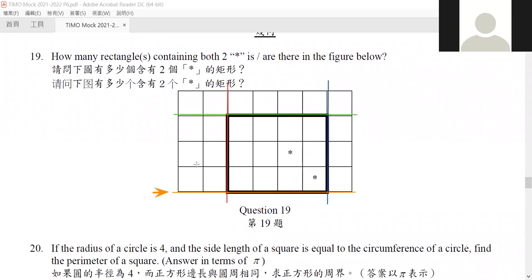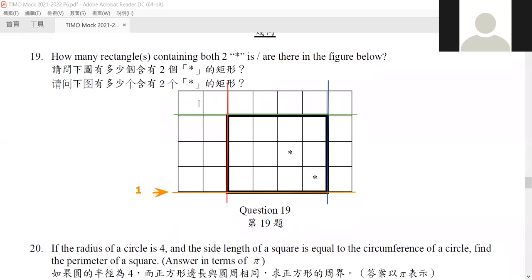Suppose the bottom is in here. Then no matter what size the rectangle is, it will contain the bottom stars, right? So in order for it to contain all two stars, the bottom must be within the lowest possible position of it. So there's only one way to select the bottom.